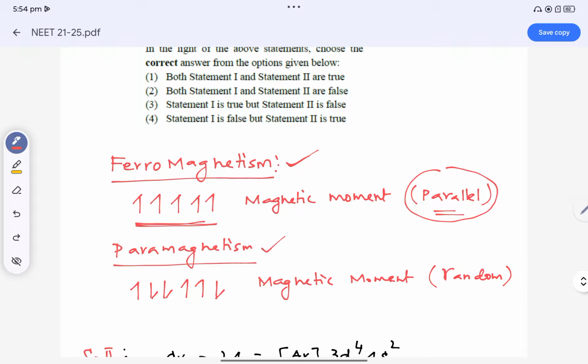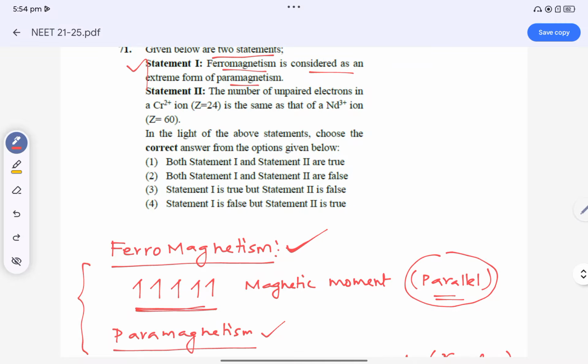But in the case of paramagnetism, here note the domains are in random arrangement. So on the basis of comparison, ferromagnetism is found to possess an extreme form of paramagnetism. Is it clear? So statement 1 is right. Now I switch over to statement 2.